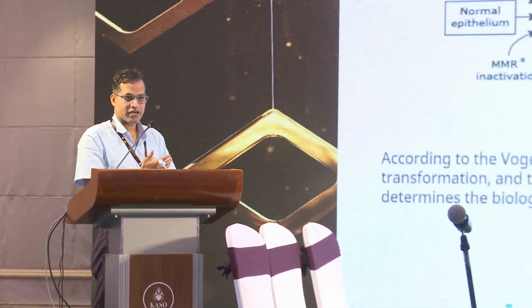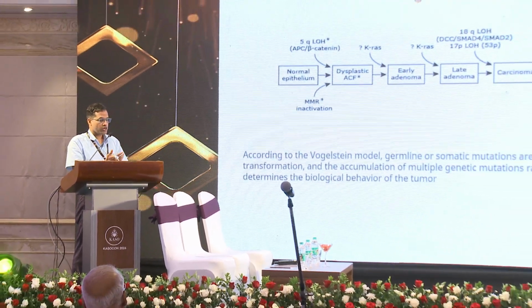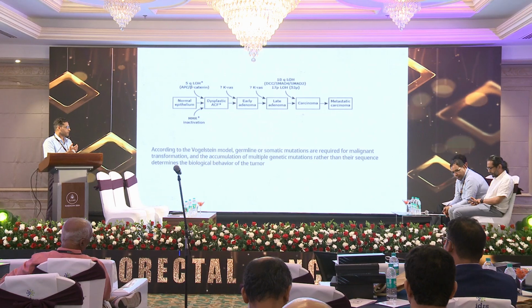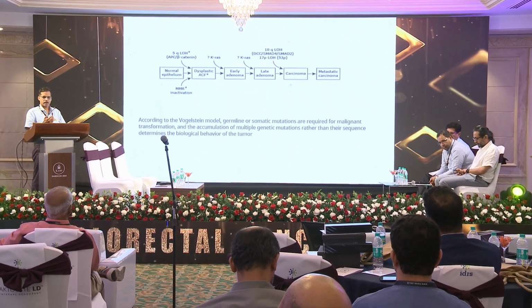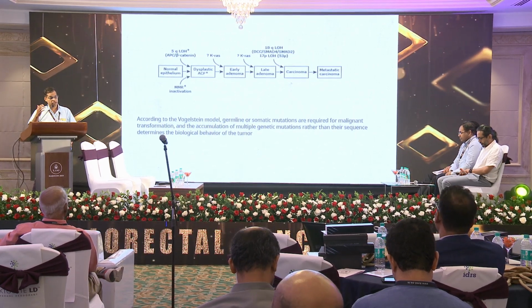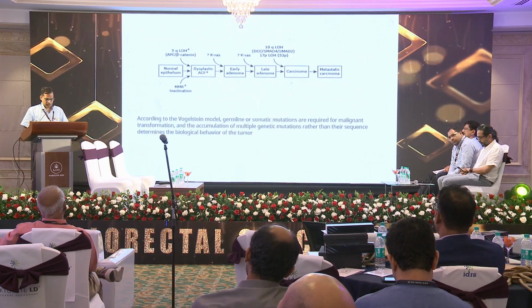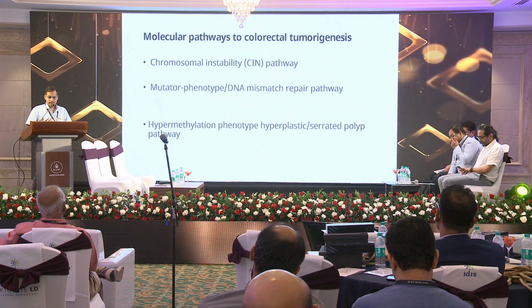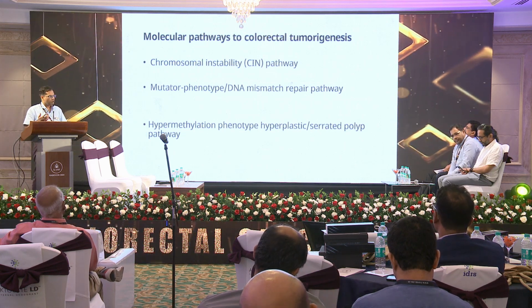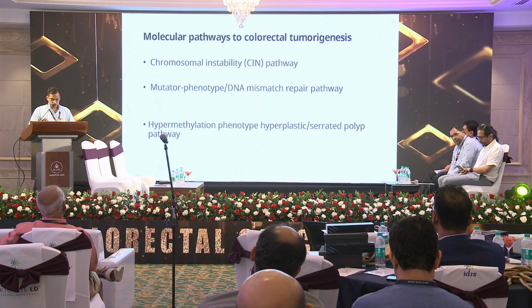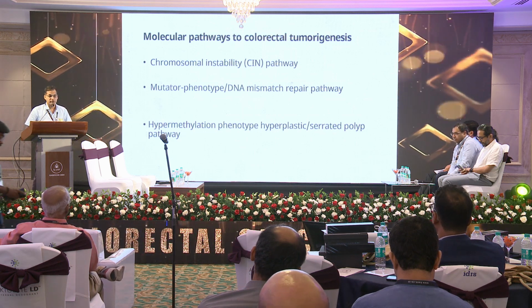that germline or somatic mutations are required for the malignant transformation of a tumor, and it is the accumulation of multiple genetic mutations, rather than the sequence, which predicts the biological behavior of the tumor. It is not one mutation, it is the accumulation of multiple mutations which determines the biological behavior. So we know that the molecular pathways of colorectal cancer can be the chromosomal instability pathway, the DNA mismatch repair pathway, or the serrated polyp pathway, which is also called the hypermethylation phenotype hyperplastic pathway.